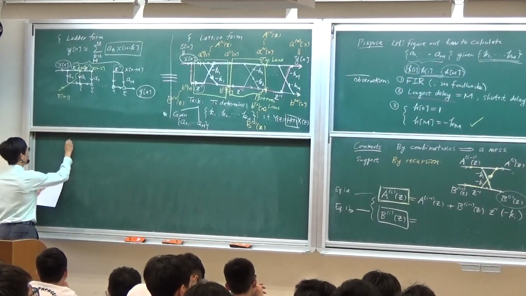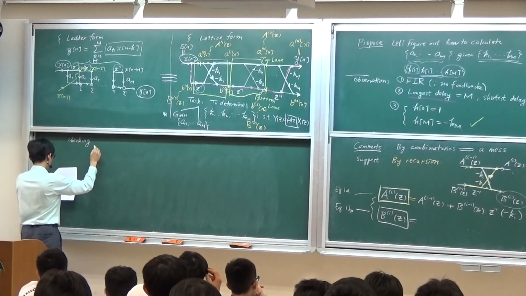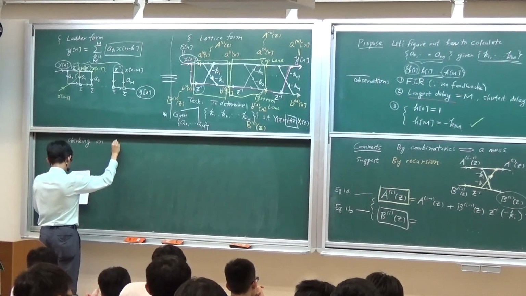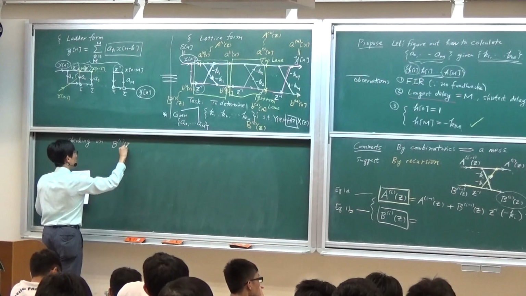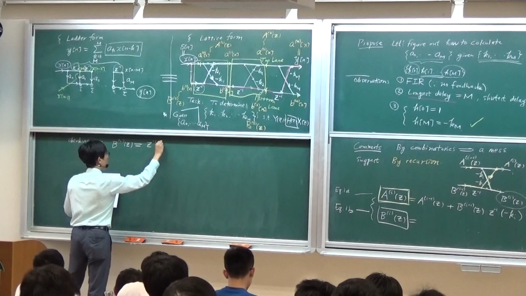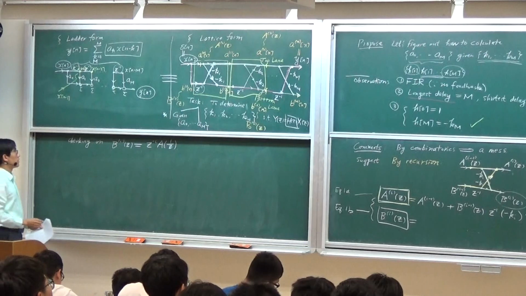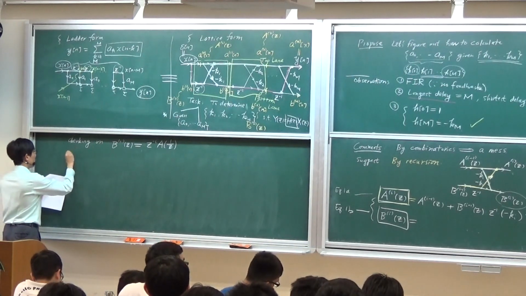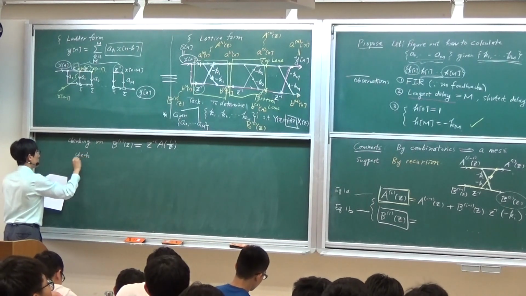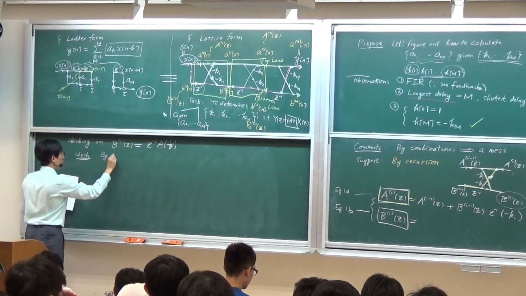Checking on the property that B_i(Z) is exactly Z to the minus i times A_i of 1 over Z. So, check. Alright, we're going to do the checking by mathematical induction.